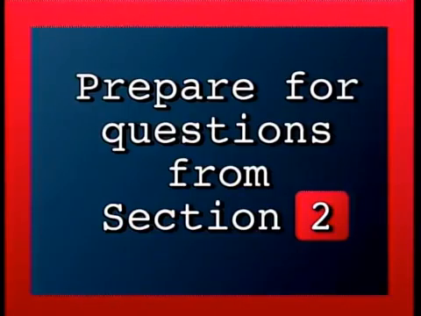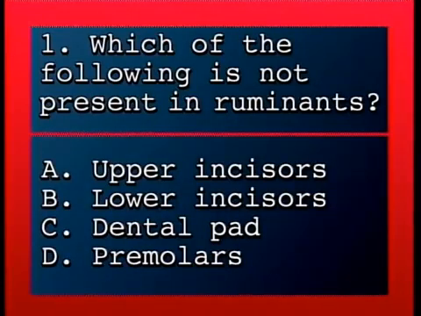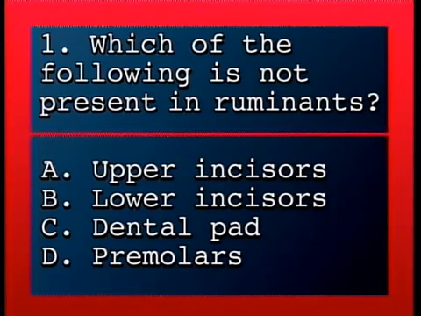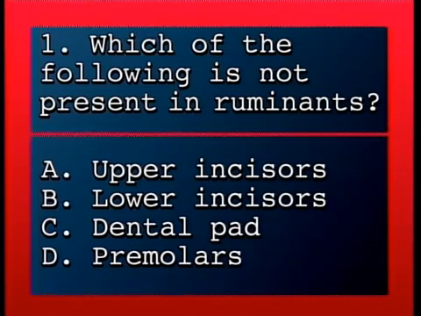Prepare for questions from Section 2. Which of the following is not present in ruminants? A. Upper incisors. B. Lower incisors. C. Dental pad. D. Premolars.